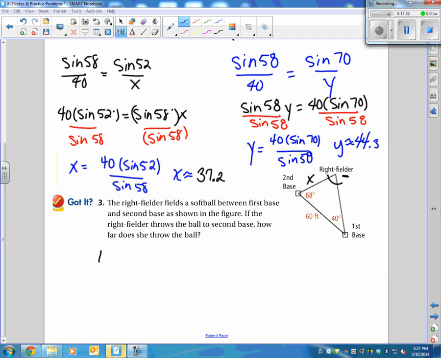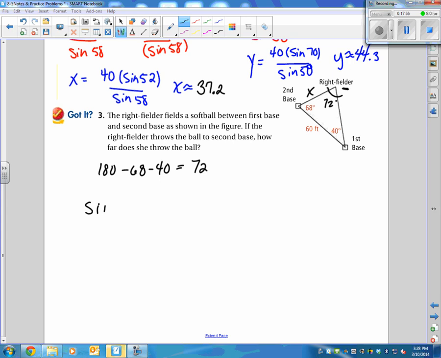So I will say 180 minus 68 minus 40, and that's going to give me the value for that third angle. That particular angle is going to be 72. So that makes this angle right here 72 degrees. So I can say that the sine of 72 degrees is proportional to 60 feet, right? As, and I'm looking for x over here, so I'm going to say the sine of 40 is to x.